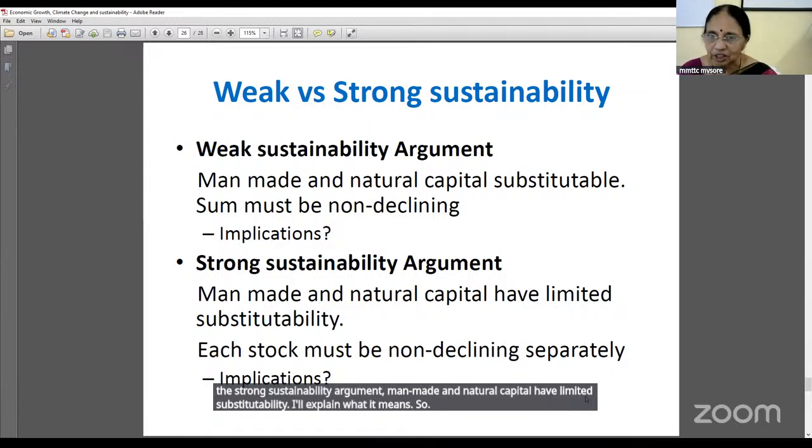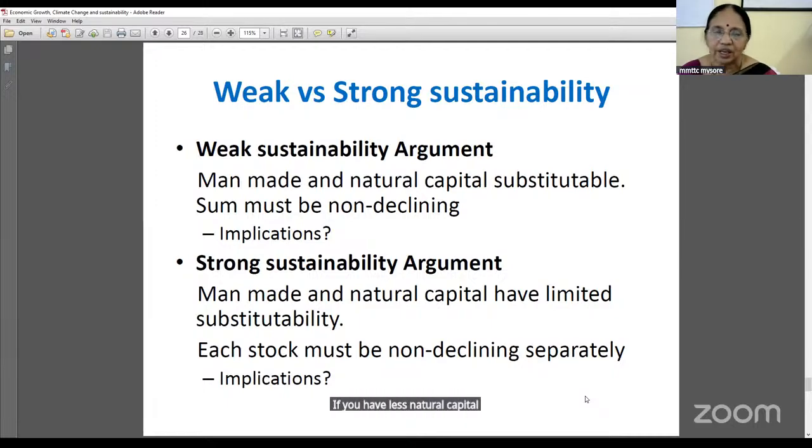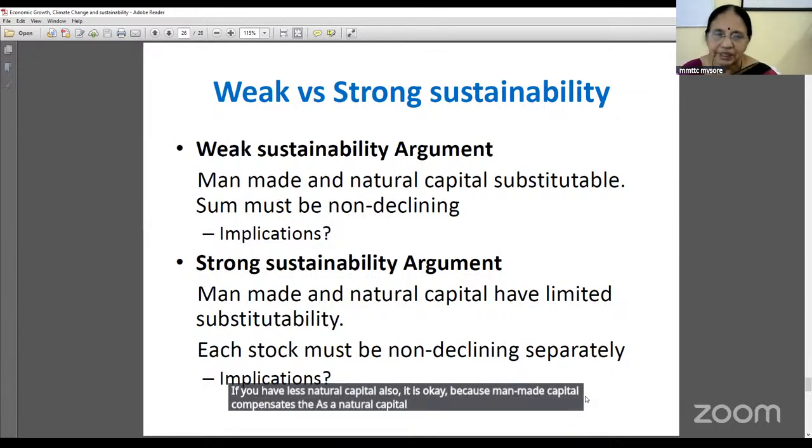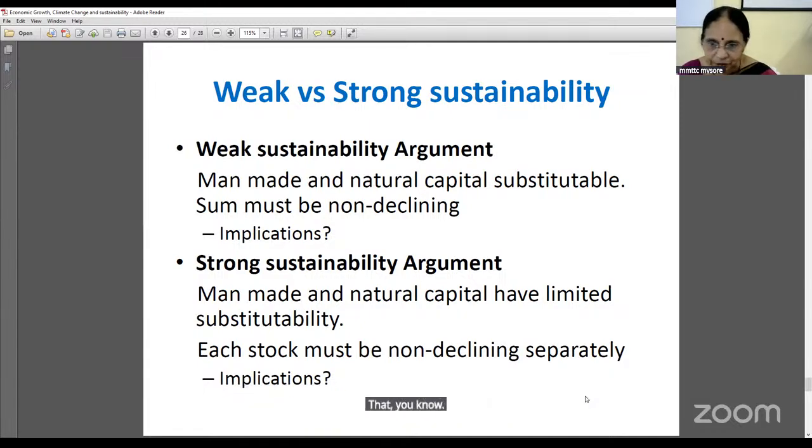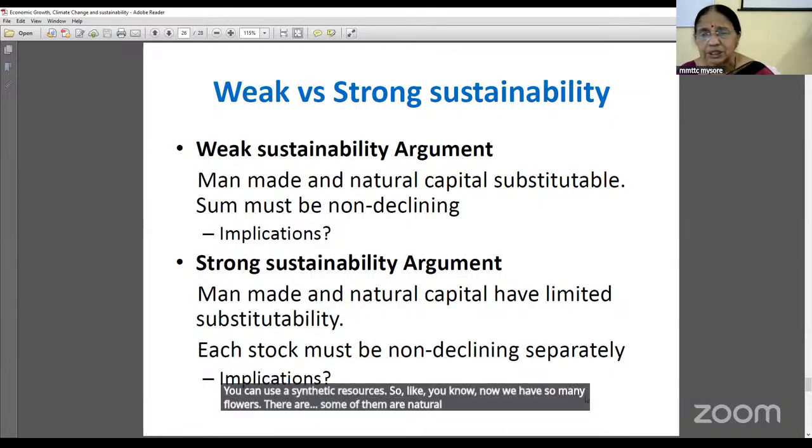The weak sustainability argument says that man-made capital and natural capital are substitutable. What it means is, if you have more man-made capital, having less natural capital is also okay, because man-made capital compensates for the natural capital. They are completely substitutable. Where there are no natural resources, you can use synthetic resources. Like now we have so many flavors. Some of them are natural flavors, some of them are synthetic flavors, which is nothing but man-made.